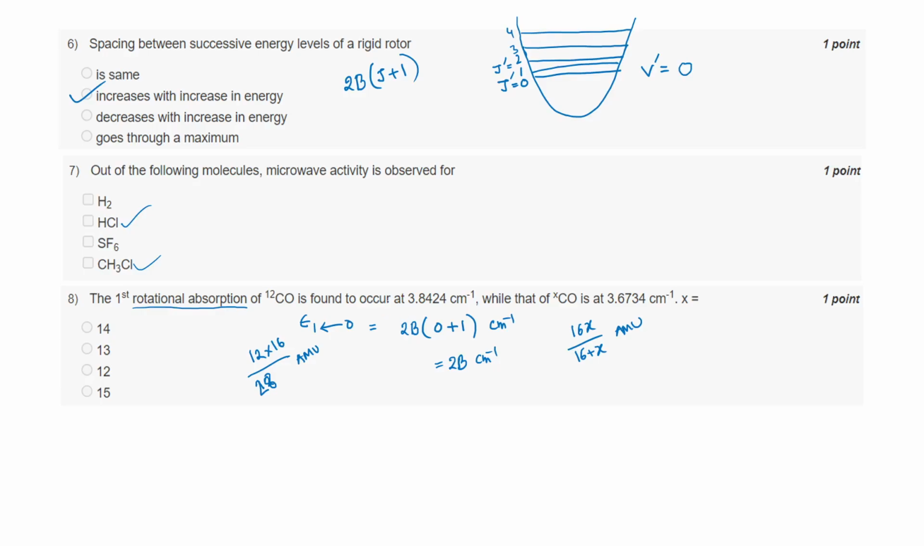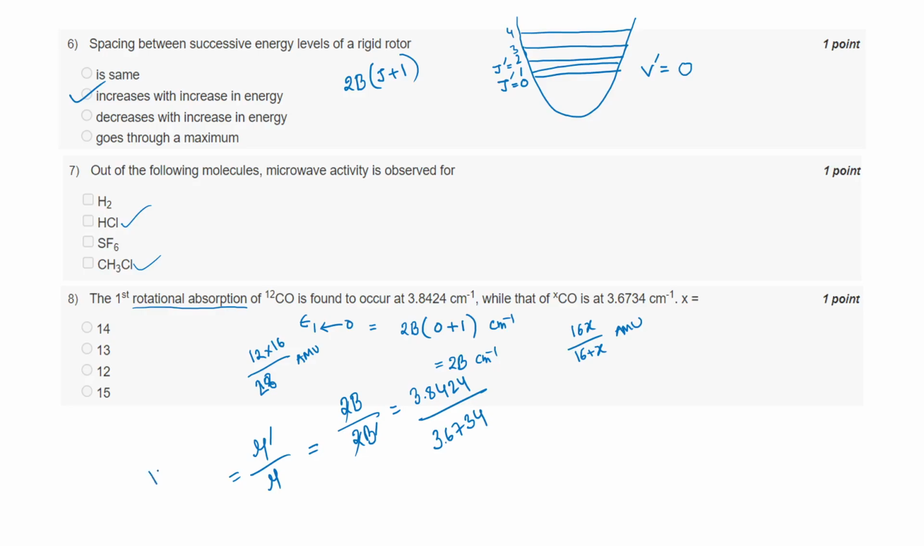For here, you already got the 2B value. So it is something like 2B by 2B dash is equal to 3.8424 divided by 3.6734, and then you can directly replace your B or B dash with your reduced mass because other things are the same, right? So as they are inversely proportional, it is something like mu dash divided by mu will come.